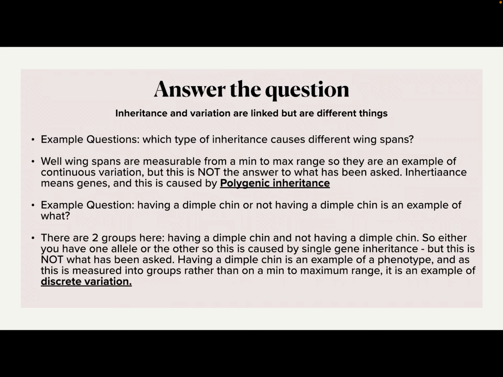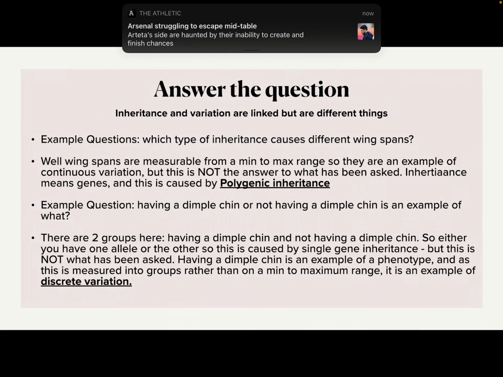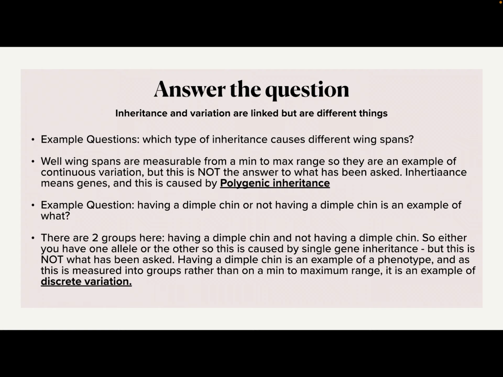The second example, having a dimpled chin or not having a dimpled chin, is an example of what? Well, there are two groups here, having a dimpled chin and not having a dimpled chin. So either you have one allele or you have the other. So this is caused by a single gene inheritance, but that's not what's being asked. Having a dimpled chin is an example of a phenotype, and as this is measurable into groups rather than to a minimum to a maximum range, it's an example of discrete variation.